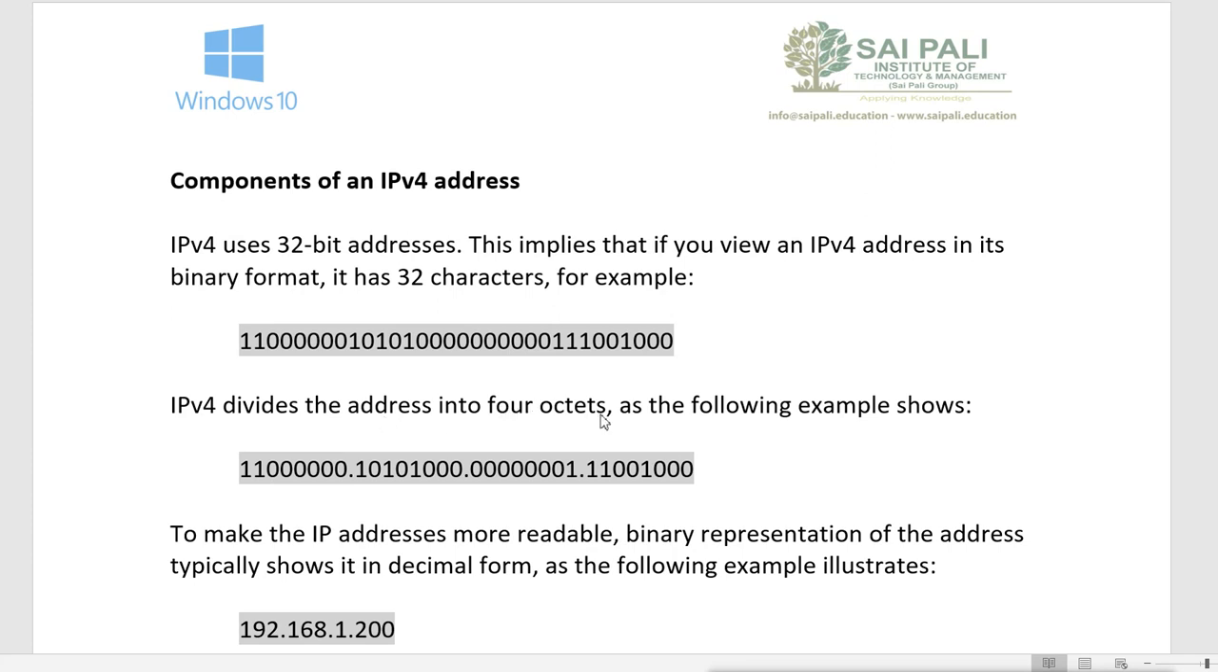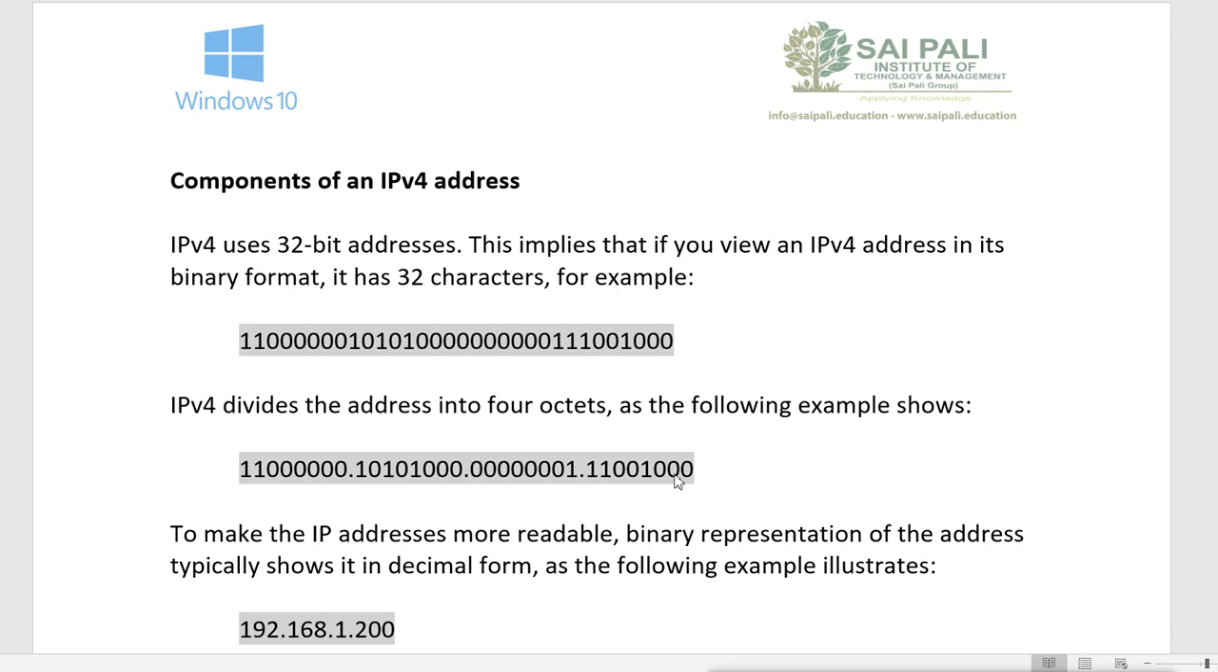4 octets means a combination of 8 bits. When you combine 8 bits, it is called an octet, or you can also say a byte. Now IPv4 is divided into 4 parts of octets. Octet means 8 bits. So you can see here 8 bits, 8 bits, 8 bits and 8 bits, and these are divided by dots. So the IP address looks like this: 8 bits dot 8 bits dot 8 bits dot 8 bits.